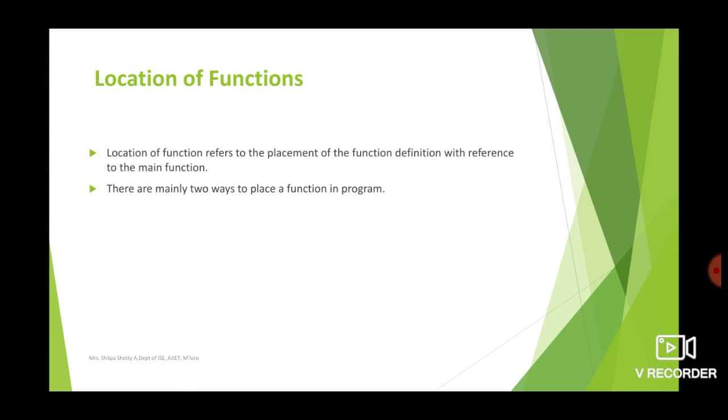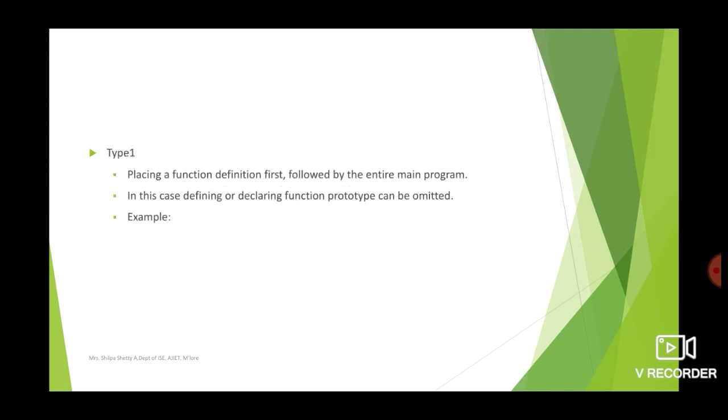So basically there are two ways to place a function in the program. The first type is placing the function definition first, followed by the entire main program. That is what we have already discussed in the previous program, the add program. First the add function was defined, after that we wrote the main function. That category belongs to type 1, placing a function definition first, followed by the entire main program.